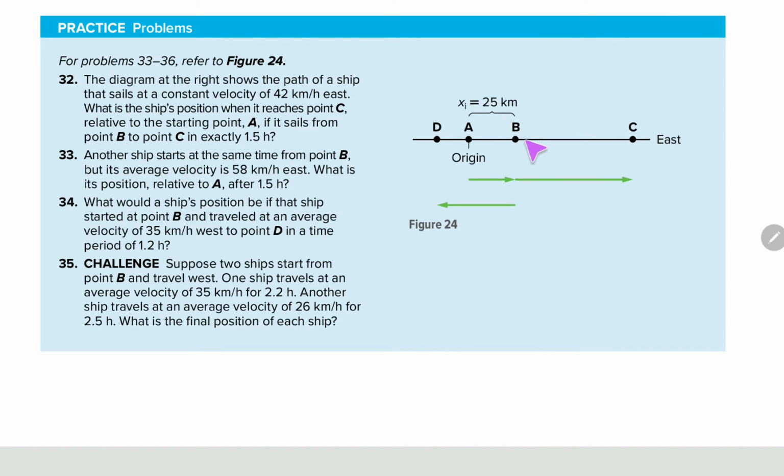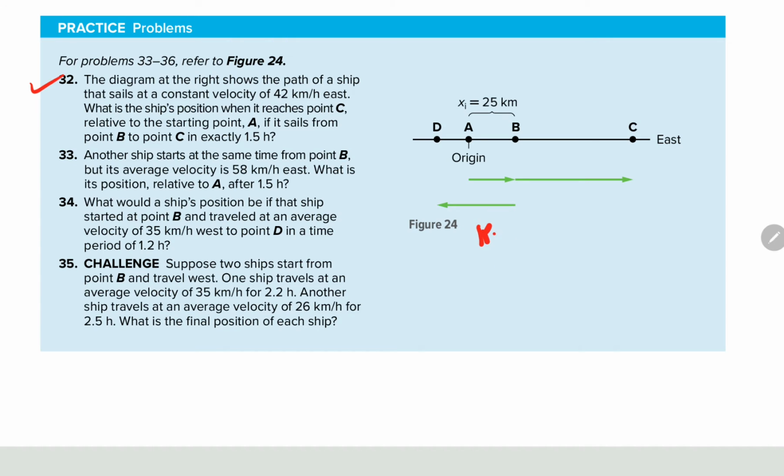Here we have figure 24. A ship sails from B to C. So we have the x initial, and we have the velocity and the time. We need to find the position at point C. So as we learned in the beginning, we should write the known and the unknown for this question. This is for question number 32.